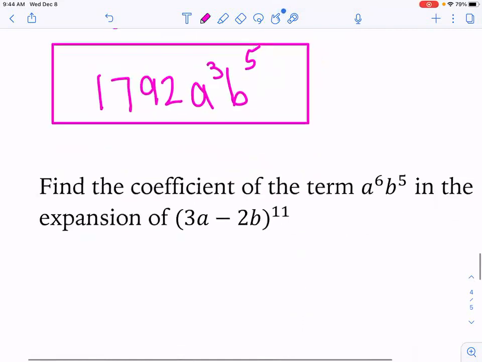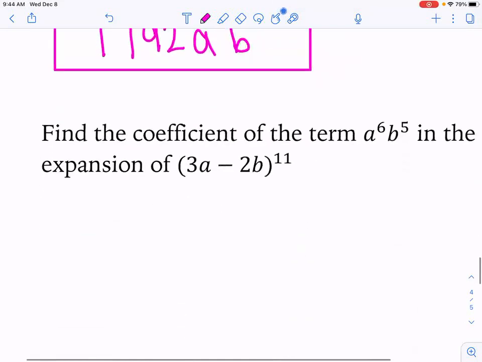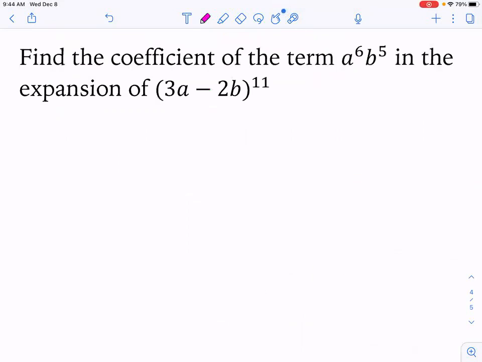Okay, I want you, at your pod, to write down 3a minus 2b to the 11th. And I'm concerned about the coefficient of a to the 6th, b to the 5th. Set up which term you think we're talking about.